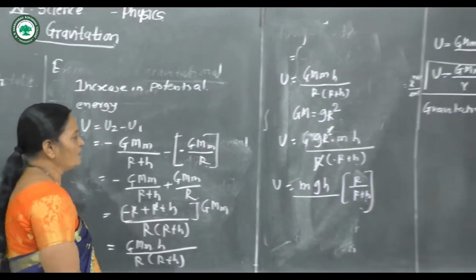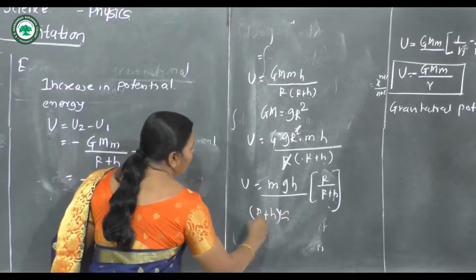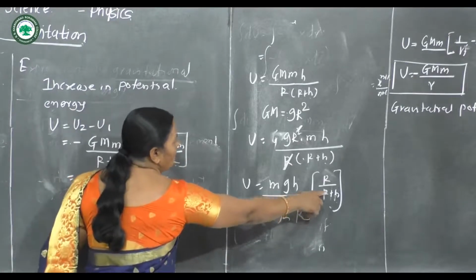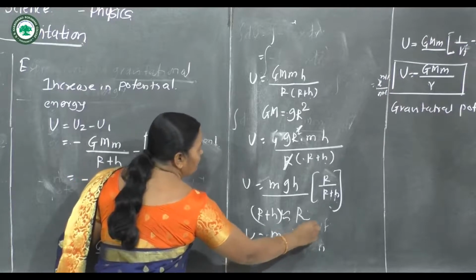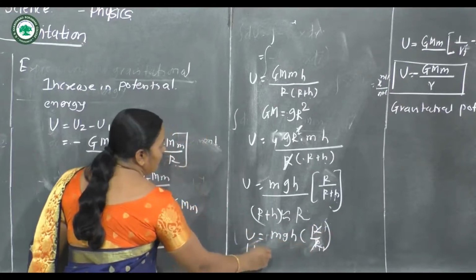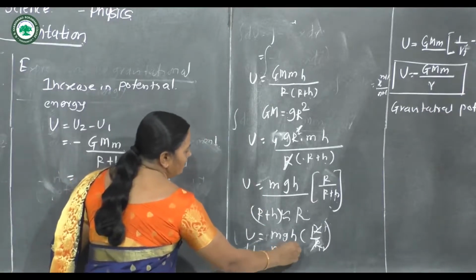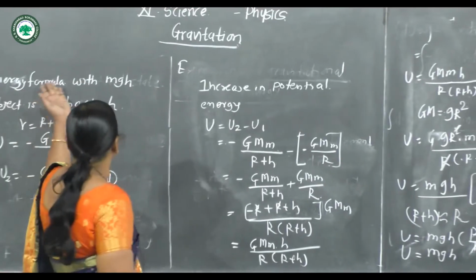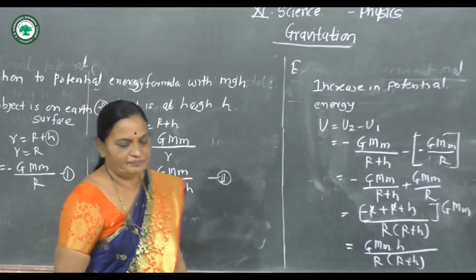If h is small, R plus h is nearly equal to R, so we get mgh into R divided by R, which is 1. So the gravitational potential energy is mgh. This is the connection of gravitational potential energy with mgh. Thank you.